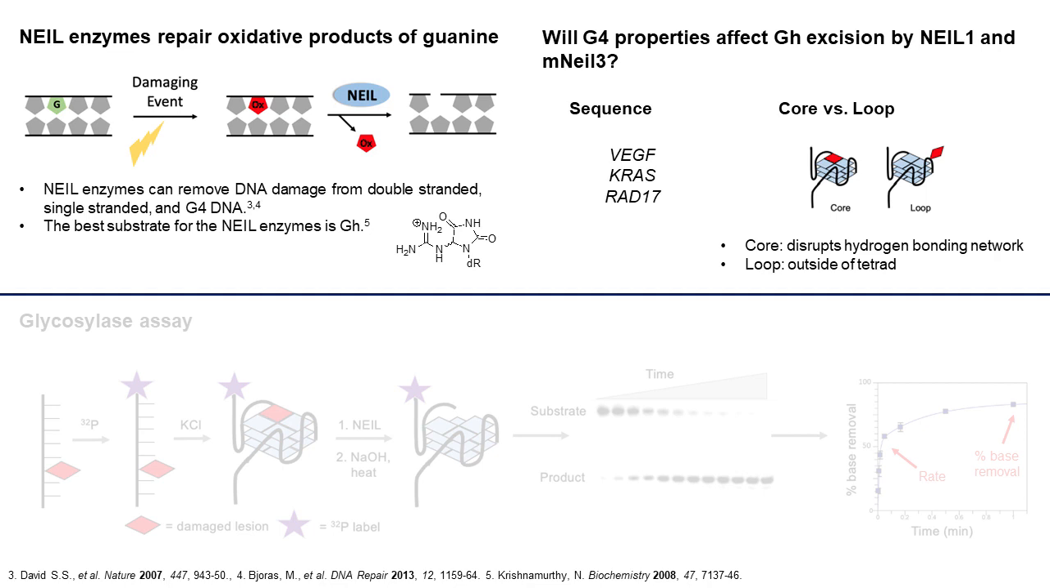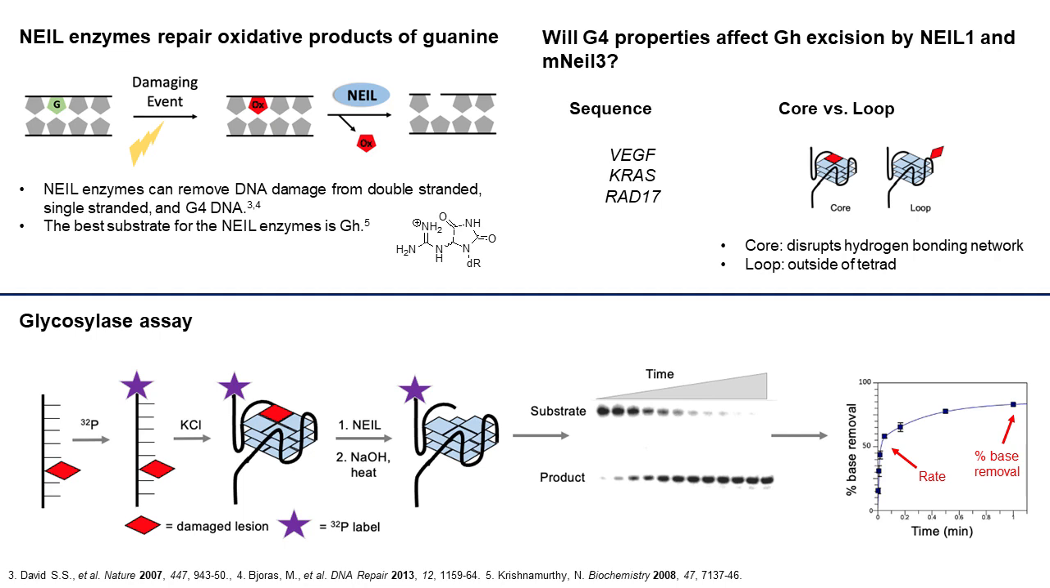To do this experimentally, we take our G4 sequence containing a damaged base, label it with radioactive phosphorus, and fold it in the presence of potassium chloride. We then treat the damaged G4 with NEIL and quench at various time points. By running the reactions on a denaturing gel and determining the ratio of substrate versus product, we can graph the data to get 2 important pieces of information: the rate of excision and the percent GH removal by NEIL from the G4. Generally, we observe the rate of GH removal to be similar for all G4s, but the striking difference we found was in the percent GH removal, which is what I'm going to show you next.